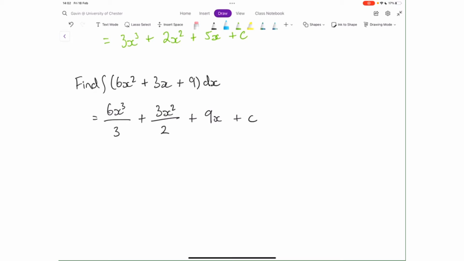Again, we can simplify this slightly. So 6 divided by 3 is 2, so that becomes 2x cubed. The 3 divided by 2, we tend to leave that as a fraction. I mean, obviously the answer to that is 1.5, but we tend to not include decimal places, so we leave that as 3 over 2 x squared plus 9x plus c.